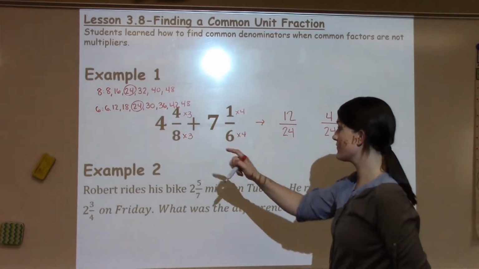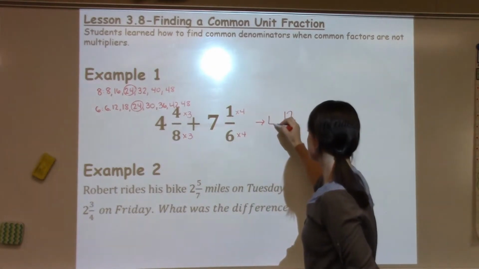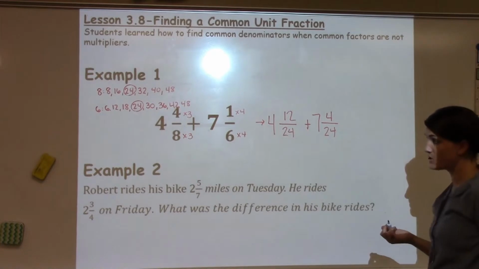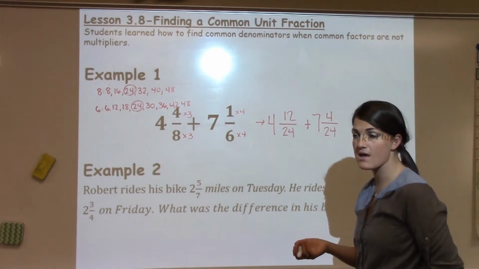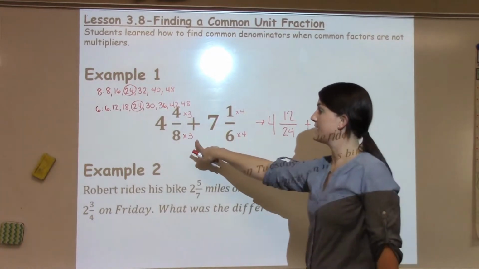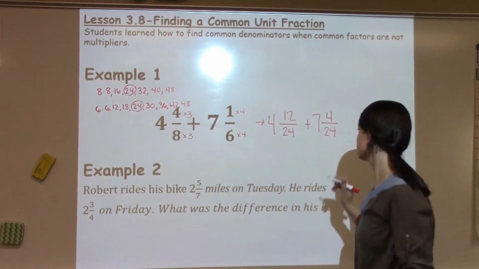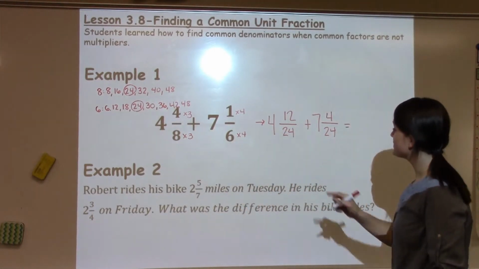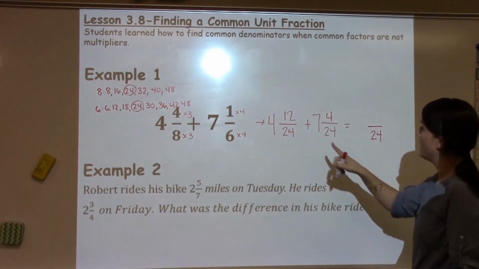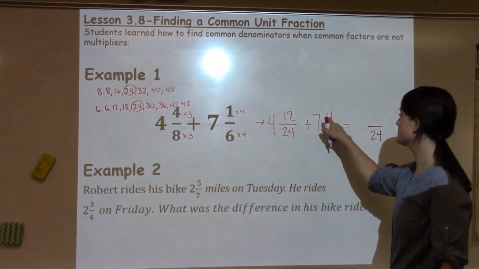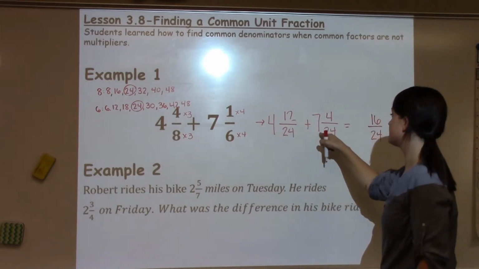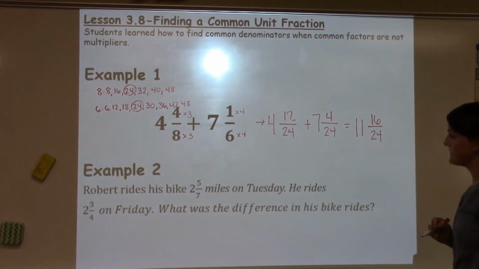And then I cannot forget about my whole numbers. My whole numbers do not change unless I were to borrow from them, or they'll change when we add. But I don't take them times my numbers. That's only my fraction pieces. All right, so now the denominators are the same. They can stay the same. I'm going to add the tops, 12 plus 4, which gives me 16. And then I'm going to do 4 plus 7, which is 11.